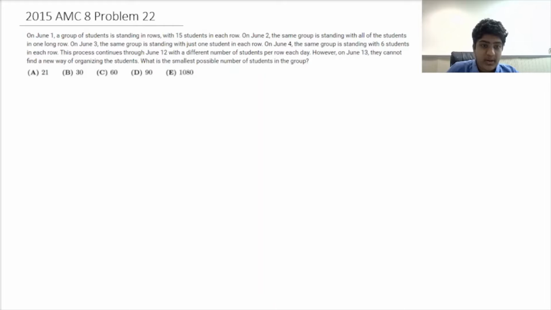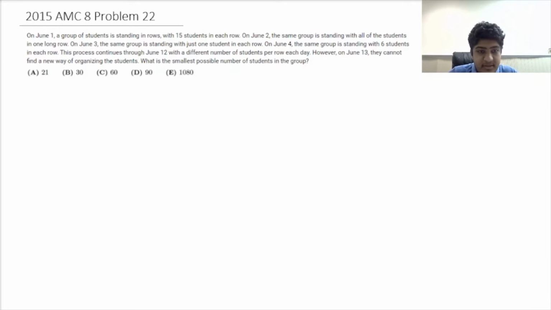Today we'll be solving problem number 22 of the 2015 AMC 10A. So let's get started. On June 1st, a group of students is standing in rows with 15 students in each row. On June 2nd, the same group is standing with all of the students in one long row. On June 3rd, the same group is standing with just one student in each row. On June 4th, the same group is standing with 6 students in each row. The process continues through June 12th with a different number of students per day. However, on June 13th, they cannot find a new way of organizing the students. What is the smallest possible number of students in the group?